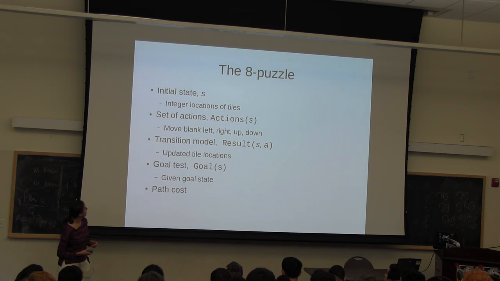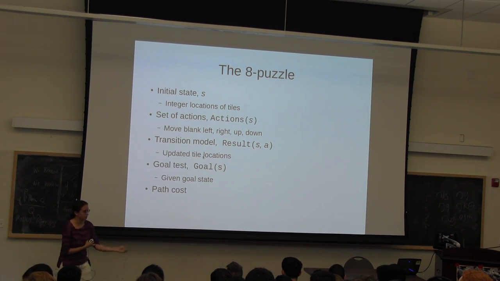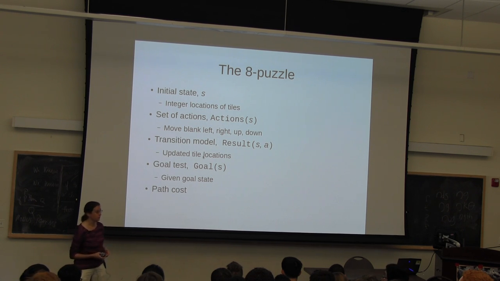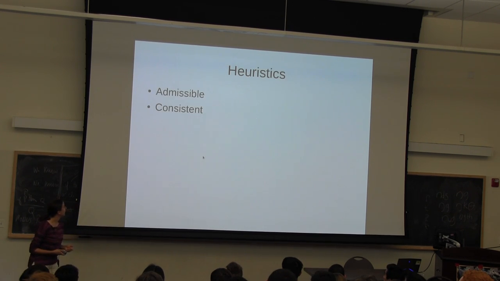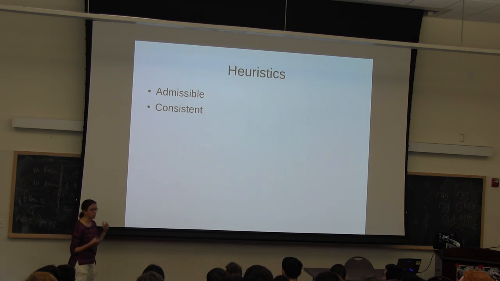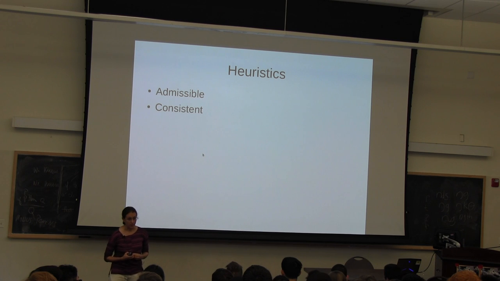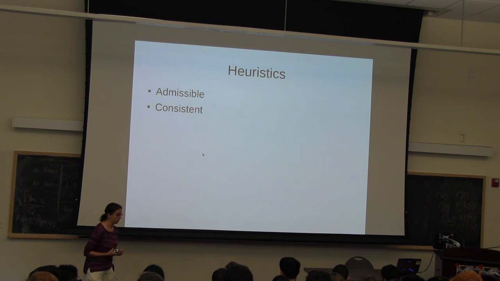I feel like the stuff about heuristics can get confusing, so I wanted to review that before we dig into the local search. This is the 8 puzzle again, and we talked about admissible and consistent. Does anybody want to tell me what admissible heuristics are? Yeah, they never overestimate the cost of the goal.